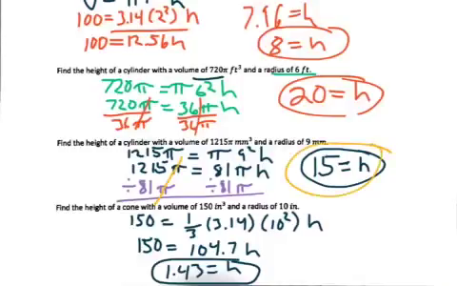The bottom one, here we've got a cone, so I've got to remember it's 1/3 the formula of the cylinder. So you'll notice the volume does not have the pi symbol, so I will use 3.14 instead of the pi symbol in my formula. So you multiply 1/3 times 3.14 times 10 squared, and when you do that, you get 104.7. Divide both sides by that amount, you're left with 1.43.